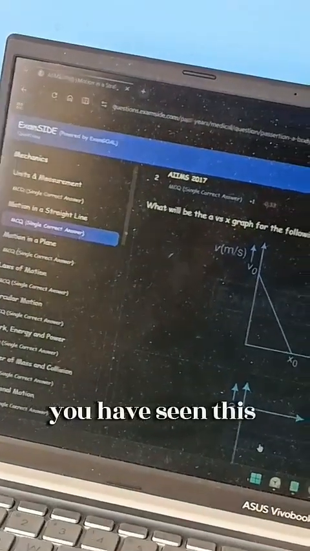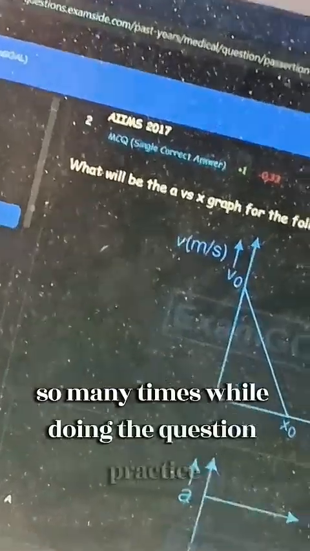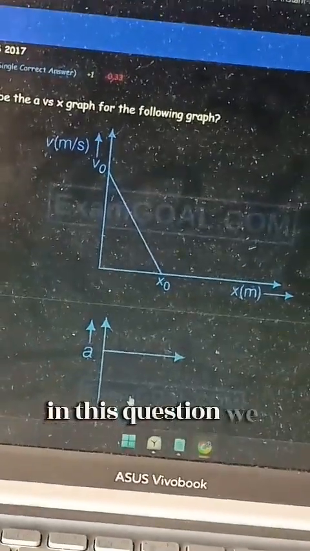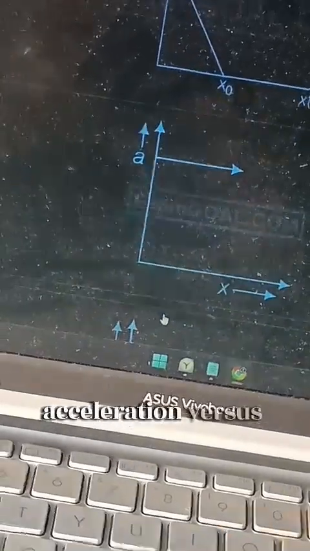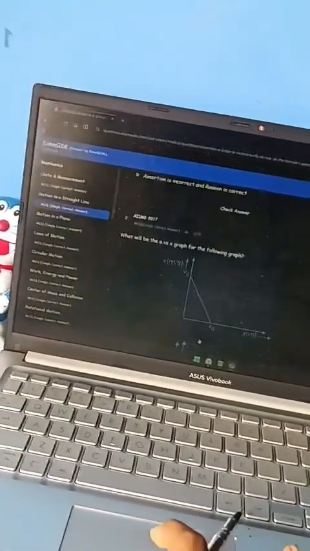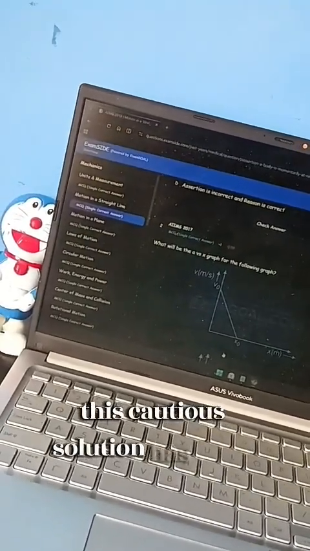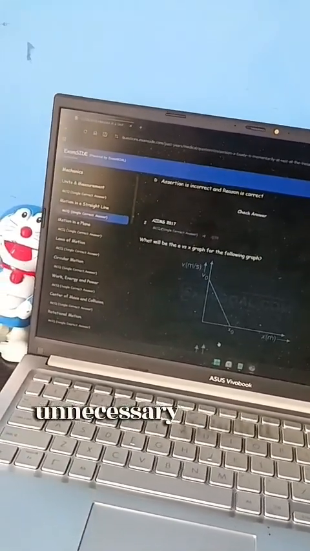You have seen this AIMS 2017 question so many times while doing the question practice of kinematics. In this question, we have to interpret the Vx graph into an acceleration versus position graph. You have seen too many video solutions on the internet. You may find that this question's solution has been given with too many lengthy and unnecessary details.